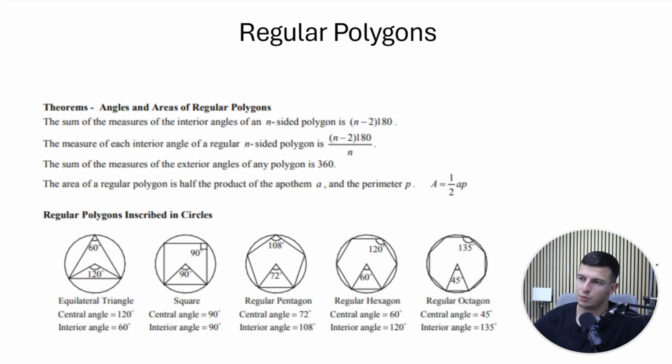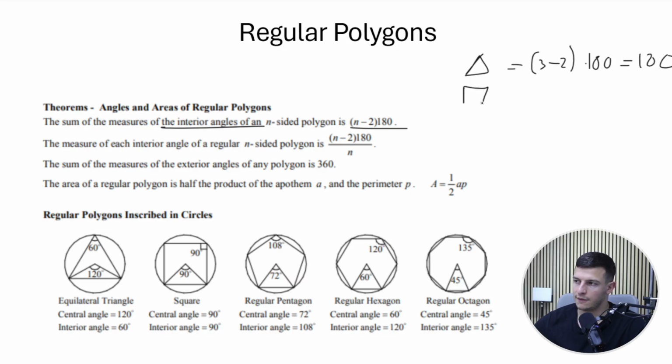All right, the last thing we're going to look at is some polygons and some angles about them. So what do we have here? The sum of measures of internal angles in an n-sided polygon is (n minus 2) times 180. Now you can actually see that from a triangle. A triangle has 3 sides, so the equation is (3 minus 2) times 180, which is equal to 180.